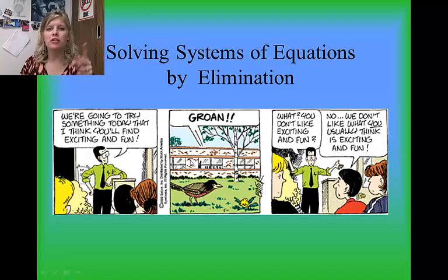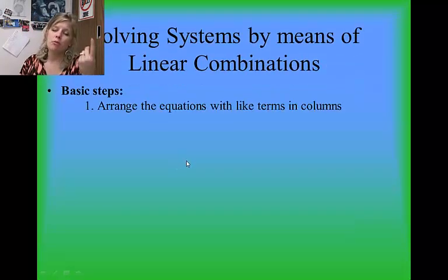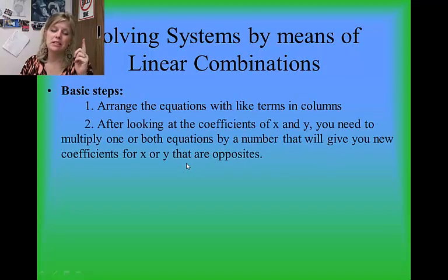Elimination. Reminder, there's elimination by adding, subtracting. There's elimination by multiplication. Basic steps. Arrange the equations so you have your like terms in the same column. After looking at the coefficients of x and y, you need to multiply one or both equations by a number that will give you the new coefficient, so x and y are opposites.